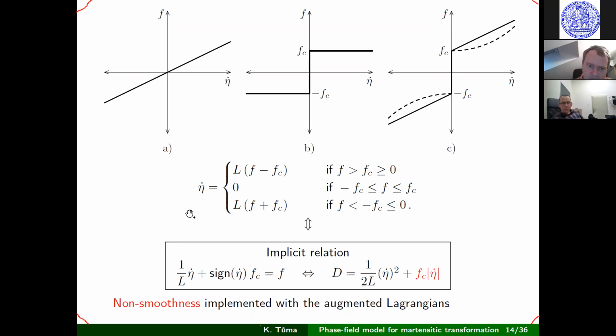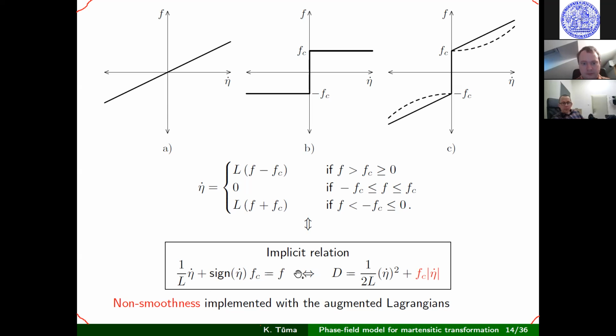So this graph corresponds to the fact that eta dot is equal to L times F minus the critical driving force, if the driving force is greater than the critical driving force. So this is this part. Then it is zero if the driving force is between minus FC and FC. And again, it grows linearly when we are below minus the critical driving force. Implicitly, this relation can be written in this way using the signum.